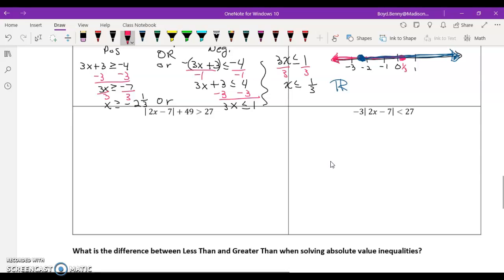Okay, let's see what happens with this next one real quick. To isolate the absolute value, I'm going to subtract 49 from both sides. That's going to give me the absolute value of 2x minus 7 is greater than negative, let's see, 49 minus 27. Let's see, that's negative 22. Okay, again, I've got absolute value greater than a negative number. I don't need to work that out as seen in the previous example. So the solution set would be all real numbers.